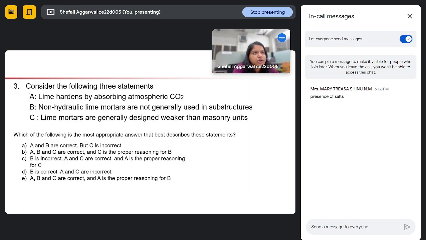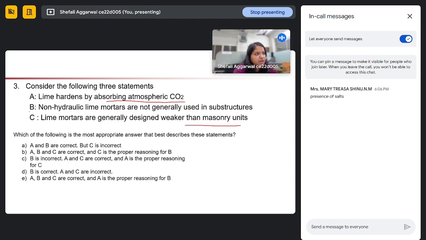Okay. So the third question is: consider the following three statements. A: Lime hardens by absorbing atmospheric CO2. B: Non-hydraulic lime mortars are not generally used in substructure. C: Lime mortars are generally designed weaker than masonry units. Which of the following is the most appropriate answer that best describes these statements?